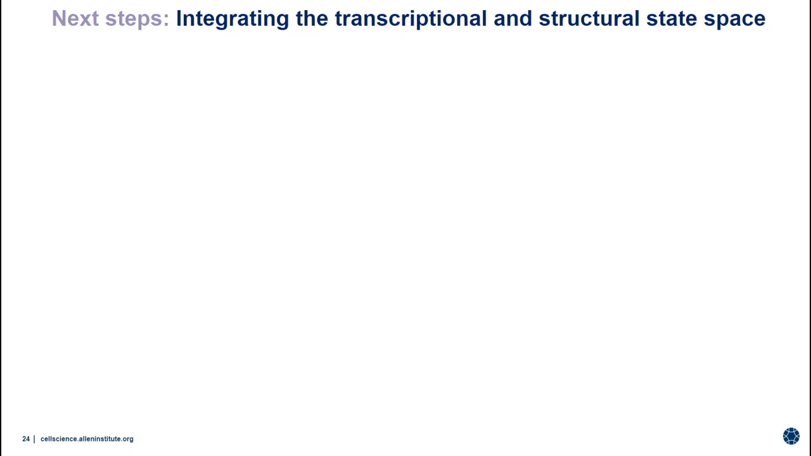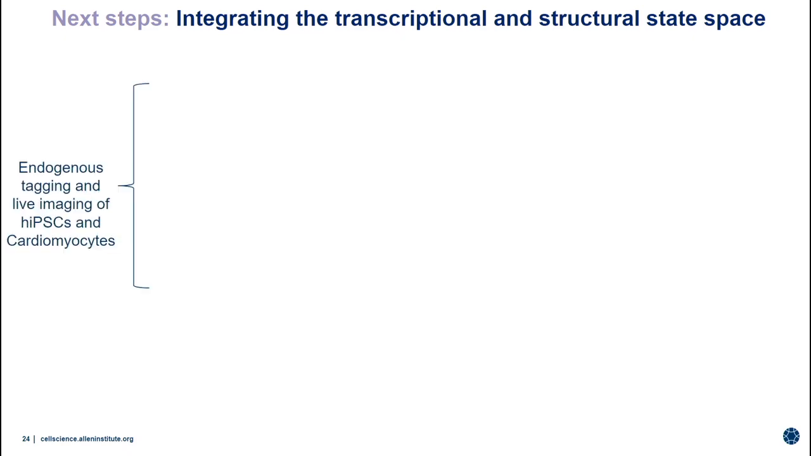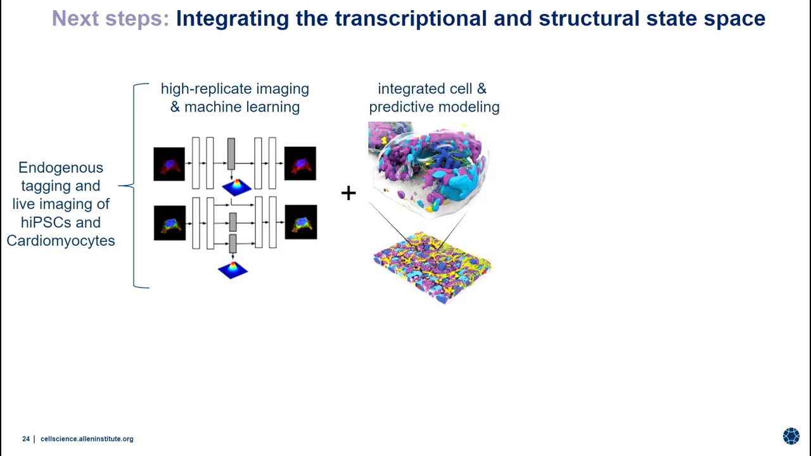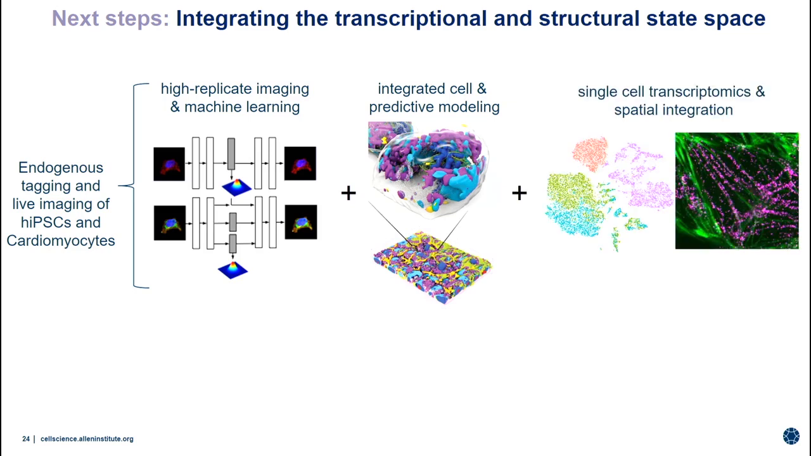To summarize and highlight the overview of this project, I mentioned how we're using endogenous tagging and live cell imaging in pluripotent stem cells and also in cardiomyocytes, generating high replicate imaging data and using machine learning to build predictive models. We're really trying to integrate these different tagged structures to understand the cell on a more structural systems level. Now we're also starting to look at the omics, trying to combine single cell transcriptomics and spatial integration to integrate some of these things on different levels.